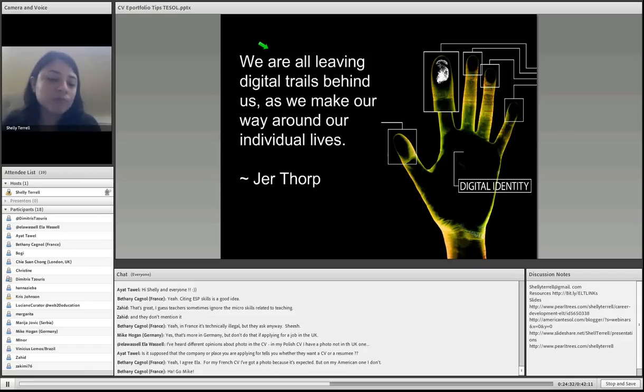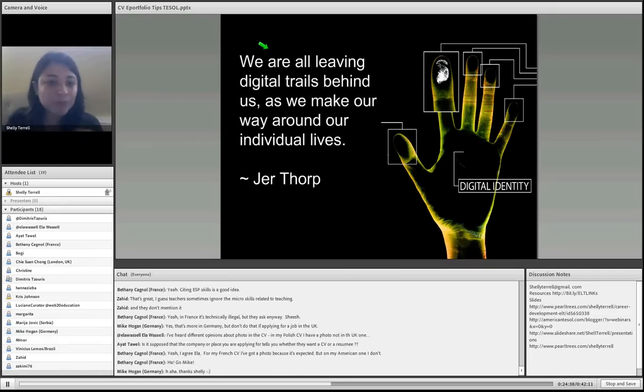Online portfolios are really important, and this is why it's important, because companies now, they Google you. They will research your background. They want to know your digital trail. And it's really important what Jer Thorpe says. We are all leaving digital trails behind us as we make our way around our individual lives. So whatever it is you have out there, you have your Facebook, you have your Google, you have whatever, that's going to show up. Twitter shows up all the time when people Google me.